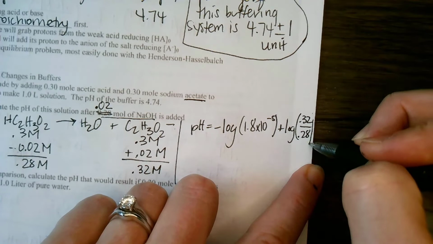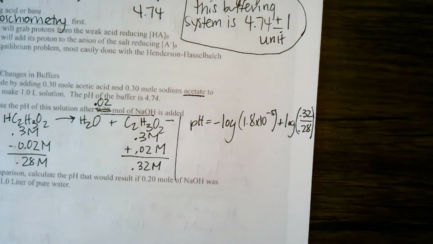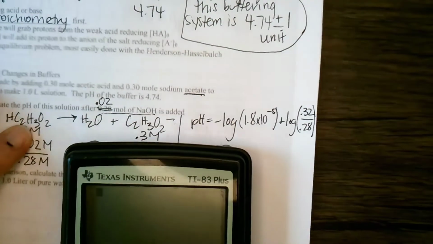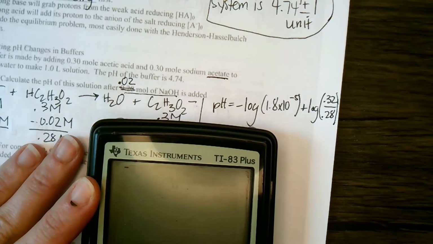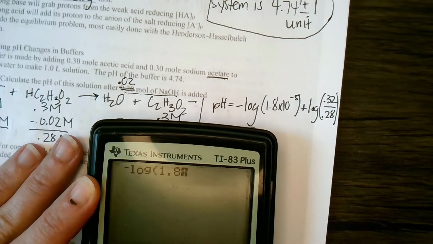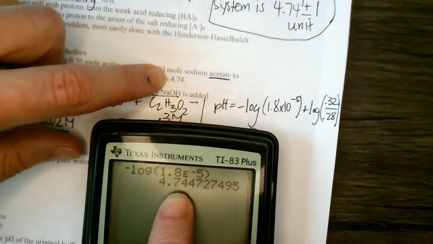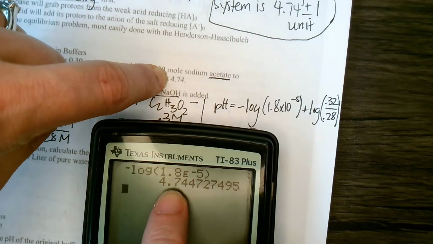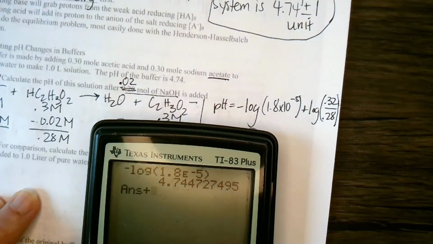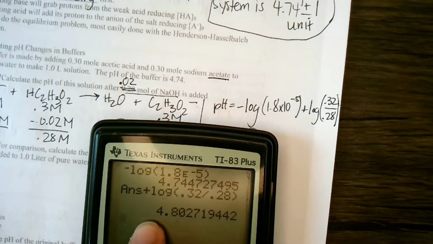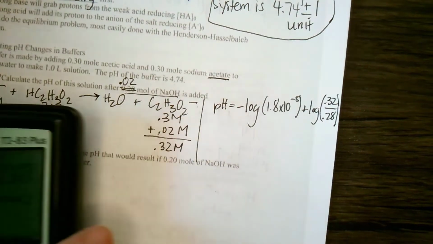Now let's plug that into my calculator. So I have the negative log of 1.8 times 10 to the negative 5, which we should notice is the same as the pH of the buffer that they gave to us, plus the log of 0.32 divided by 0.28. And we should get a pH of 4.80.